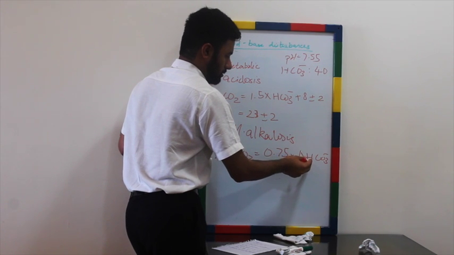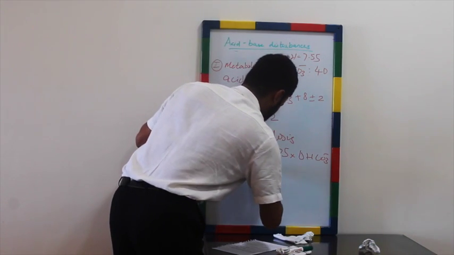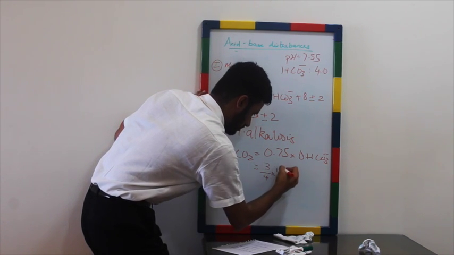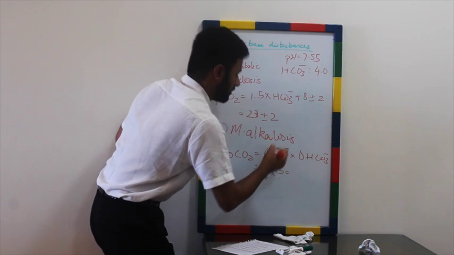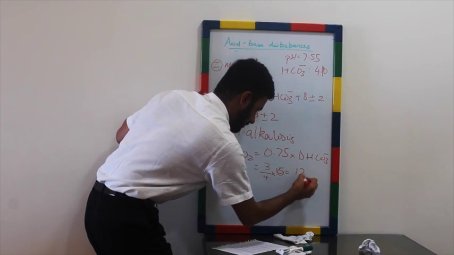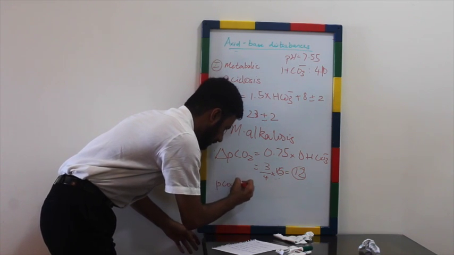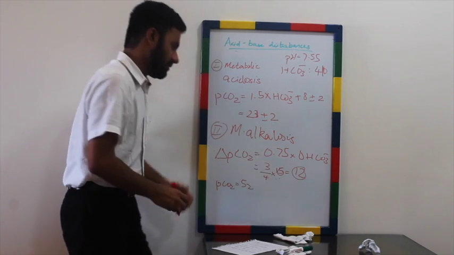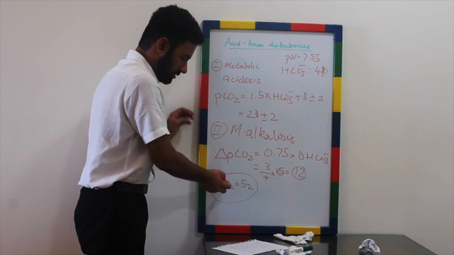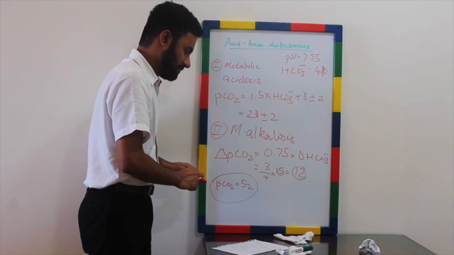So the delta bicarbonate here is 40 minus 25, which is 15. Just to make it simple, make it 41, so this will be 16. So the delta PCO2 is 12, which means that the actual PCO2 should be 52, 40 plus 12. So this is the expected PCO2, and based on this, if the PCO2 is either decreased or increased, you will have an additional respiratory disorder.